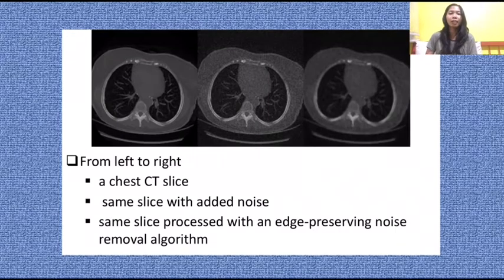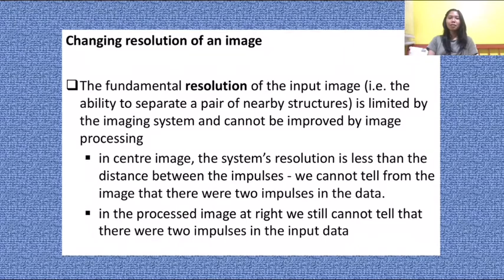In the pictures from left to right: a chest CT slice, the same slice with added noise, and the same slice processed with an edge preserving noise removal algorithm. Changing resolution of an image: the fundamental resolution of the input image, that is, the ability to separate a pair of nearby structures, is limited by the imaging system and cannot be improved by image processing. In the center image, the system resolution is less than the distance between the impulses.